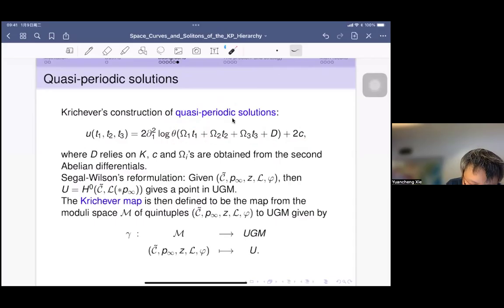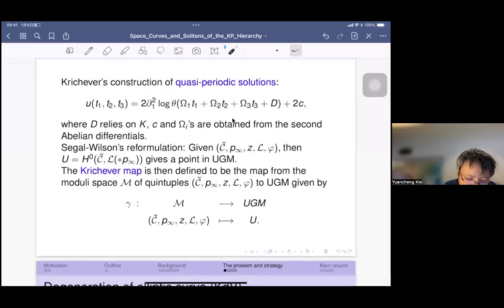Here, let me say a few words. This D is a vector that depends on the Riemann constant. So K is a Riemann constant vector. And all these constants c and omega_j are obtained from their second abelian differentials. So those are meromorphic differentials defined on some algebraic curves.